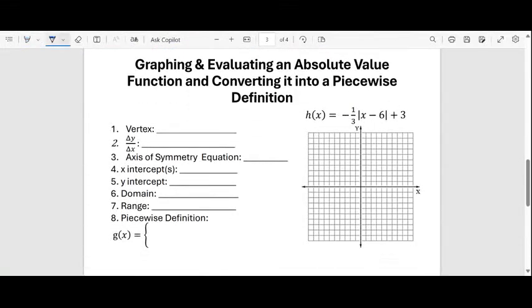Our vertex will be the opposite of negative 6, so positive 6, and then you keep the positive 3 the same, so it will be 3. And then my 2 delta y over delta x's will come from right here. It will be positive and negative 1/3. Because this a value in our equation, that's our slope written in our equation, because that is negative, we are going to open downward because we have a negative slope in our equation.